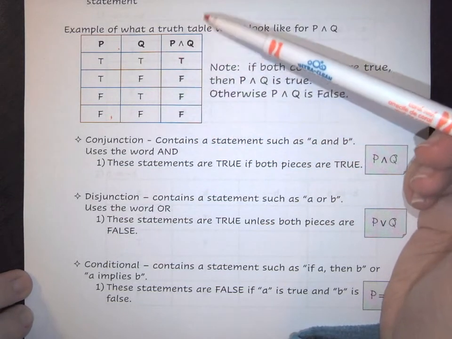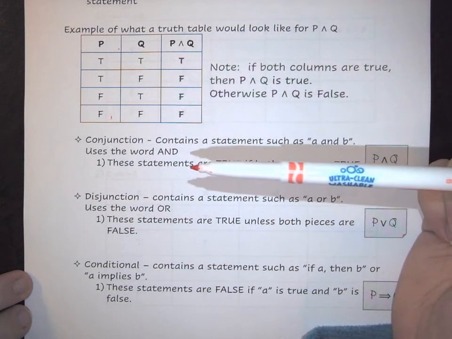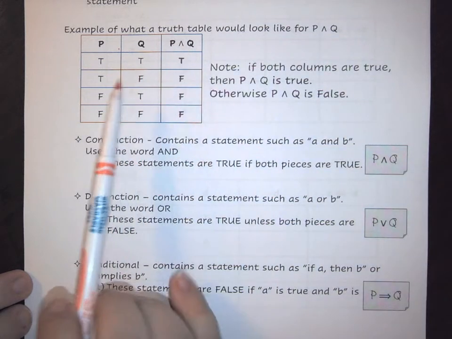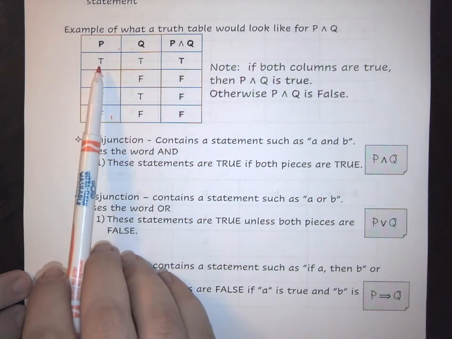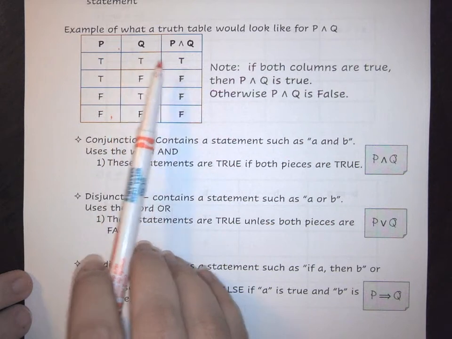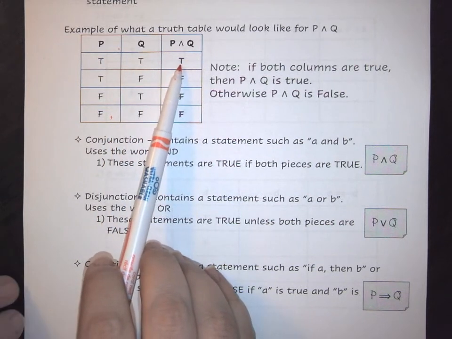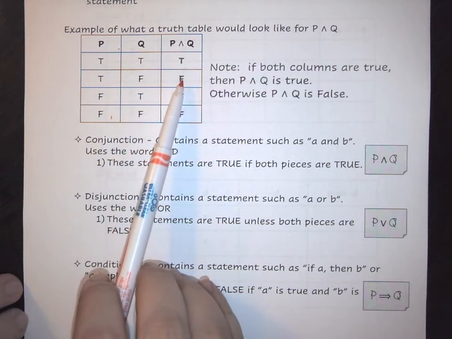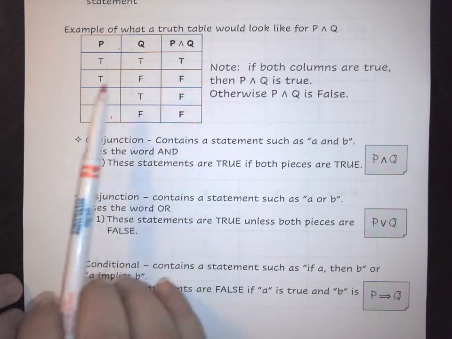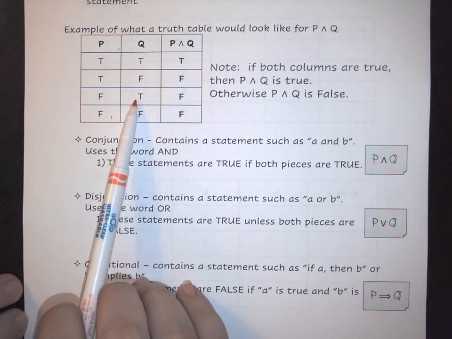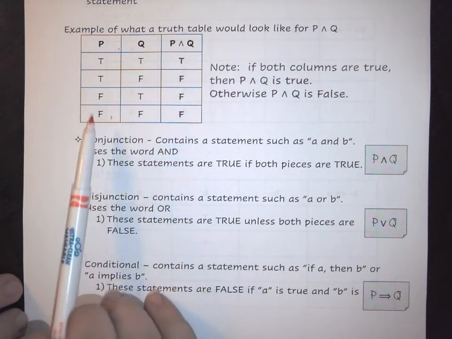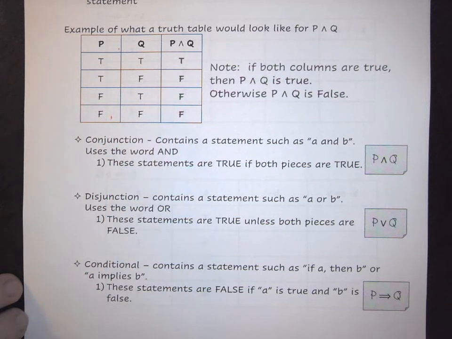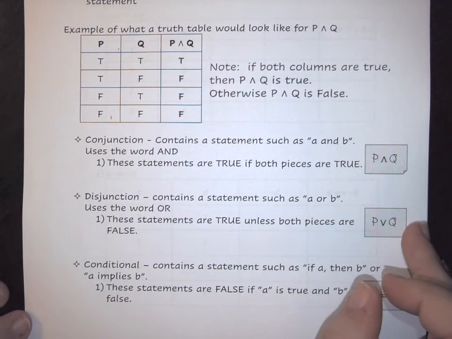And then we have to look at the AND. So we have, if P is true and Q is true, then P and Q has to be true. However, if P is true and Q is false, then the compound is false. If P is false and Q is true, then the compound is false. If P is false and Q is false, then the compound is false. Okay? So what that does is it sets us up for what our different definitions are.